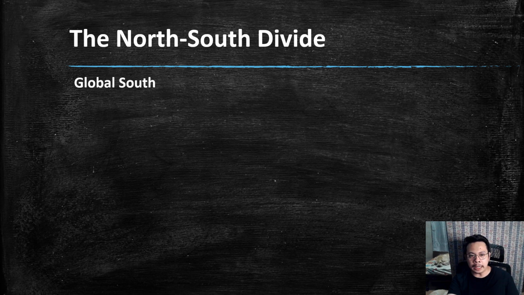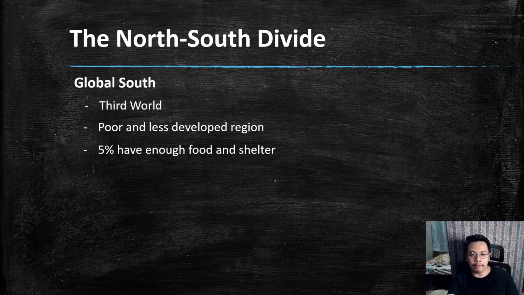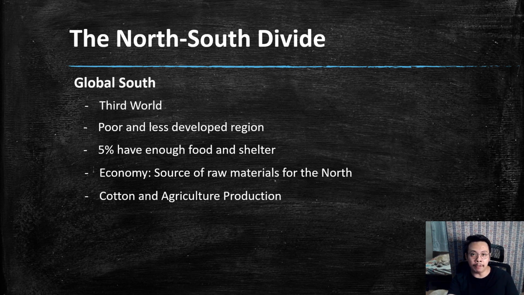So in contrast, ang nasa Global South are third world countries, poor and less developed regions. 5% have enough food and shelter. Ang ilang economy is basically source ra sila of raw materials for the north, and they are heavily dependent on cotton and agricultural production.